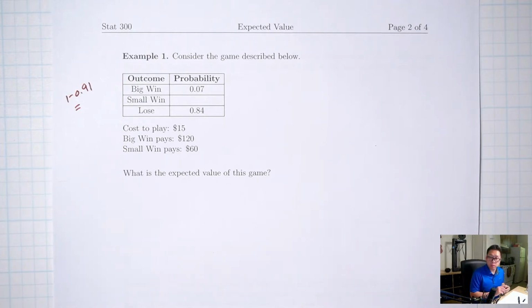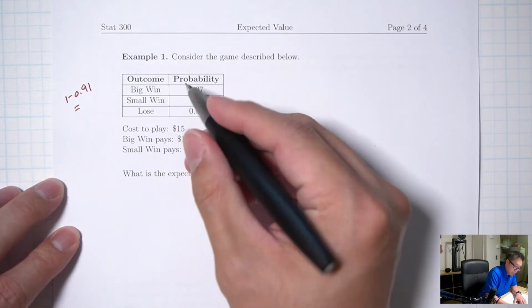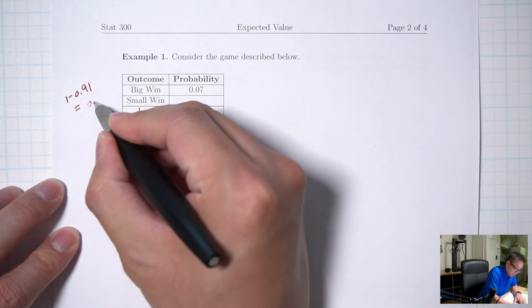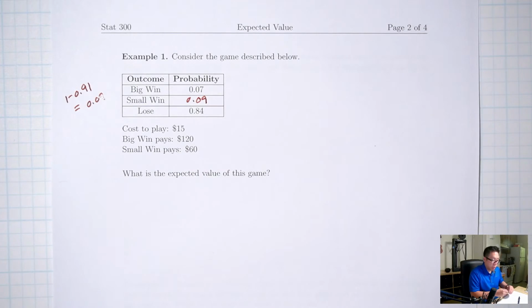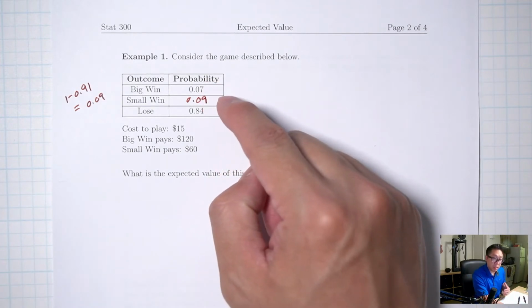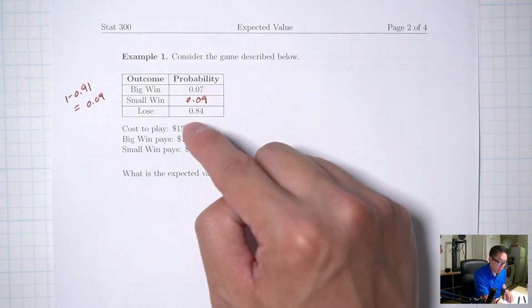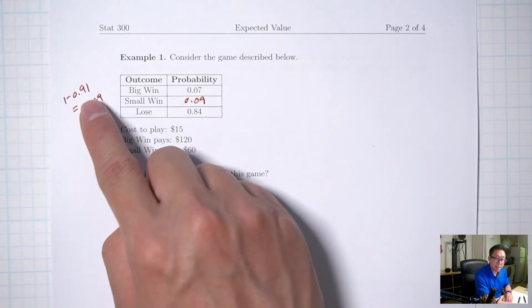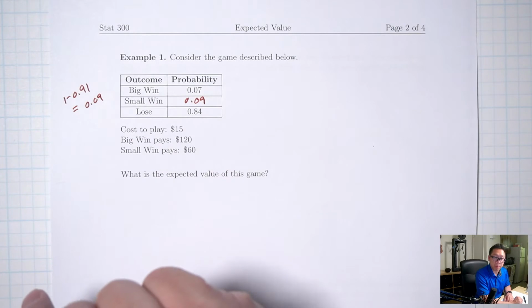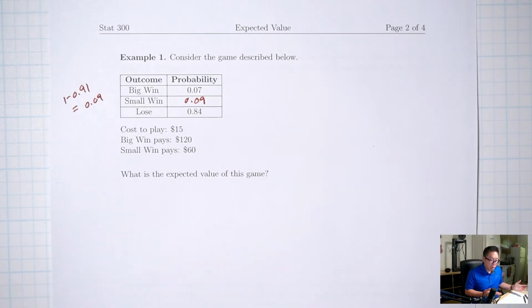And you get 0.09. Okay, once again, add up the probabilities that you have so far, which is 0.07 plus 0.84. You get 0.91, and then just do 1 minus that, and that should give you the missing number. All right, so now we have everything we need to find the expected value.